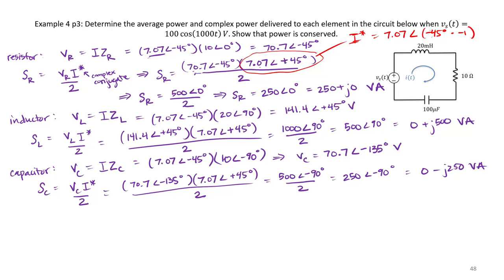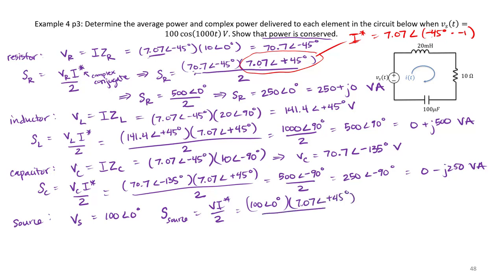There's actually one last component we want to check. Remember, we want to show that power is conserved, so let's also look at our voltage source. We know the voltage of our source is given by 100 angle 0 degrees. So the complex power from our source is V I star divided by 2, or 100 angle 0 degrees times 7.07 angle plus 45 degrees divided by 2.